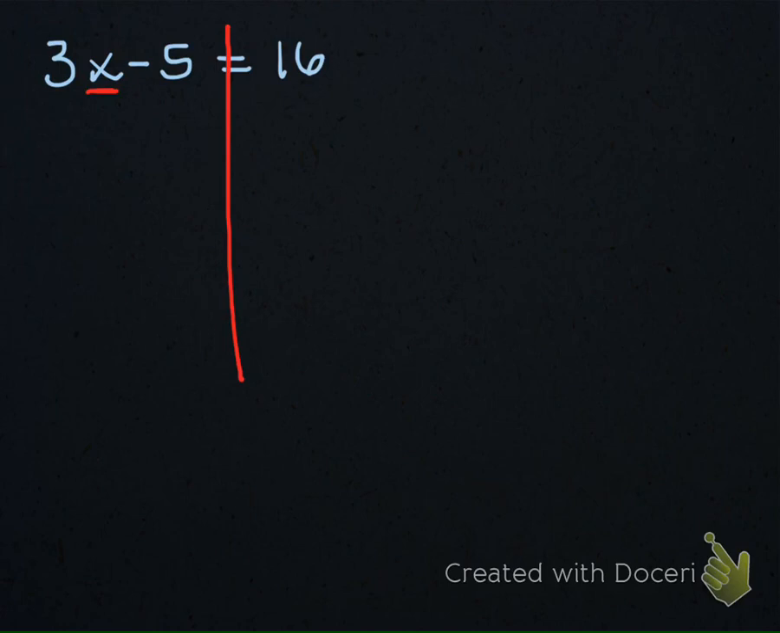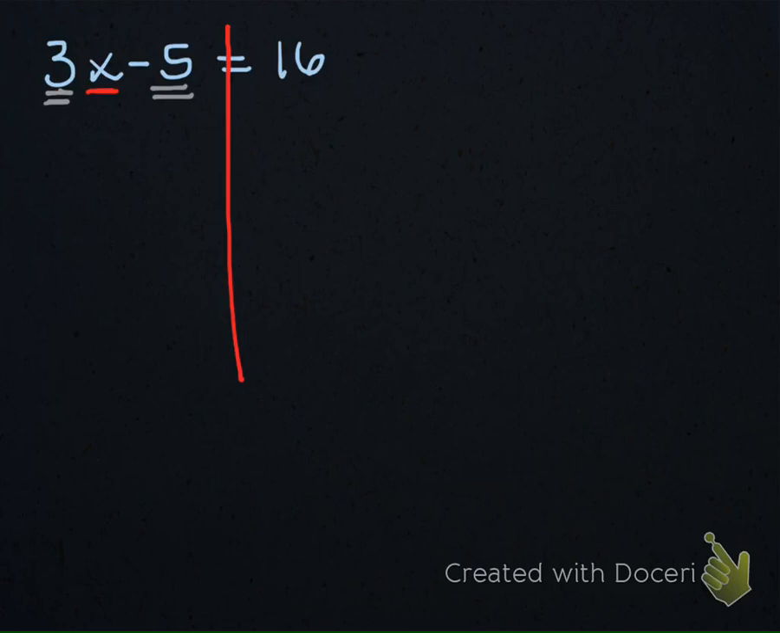And to do that, we basically want to do the inverse operations or undo the things that are being done. So for instance, in this problem, we see that there are two things being done. The x is being multiplied by a 3, and then it is also being subtracted by a 5. And so what we want to do is to undo both of those things. When we undo the things, we do them in the order of operations, but backwards.